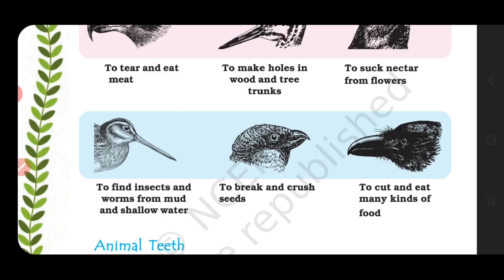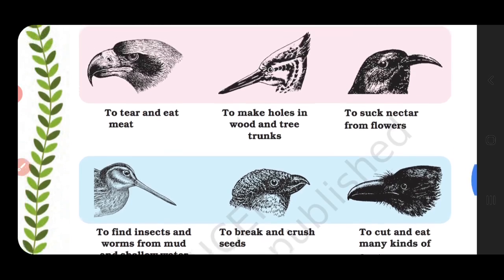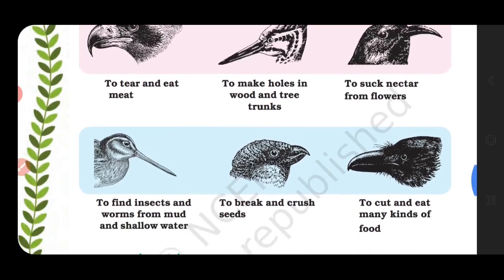And the next, to find insects and worms from the mud and shallow water, they will have the sharp, long and pointed beak. Okay, and the next thing, to break and crush the seeds, like the parrot, they will have this kind. And next, to cut and eat many kinds of food, this is also like a crow, right? Even in the crows you can find this kind of thing, right?